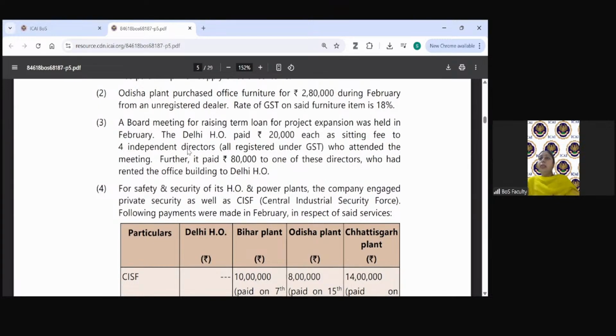Next is, Odisha plant purchased office furniture for rupees 2,80,000 during February from an unregistered dealer. Rate of GST on said furniture item is 18%. A board meeting for raising loan for project expansion was held in February. The Delhi HO paid 20,000 each as sitting fee to 4 independent directors, all registered under GST, who attended the meeting. Further, it paid rupees 80,000 to one of these directors who had rented the office building to Delhi HO.